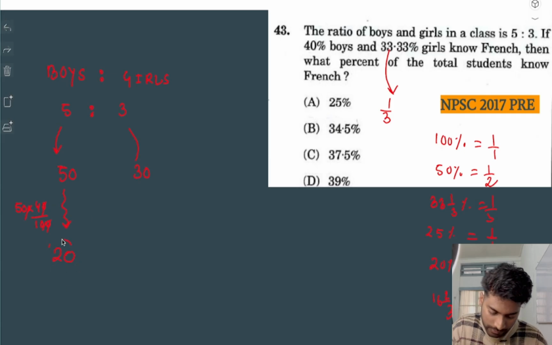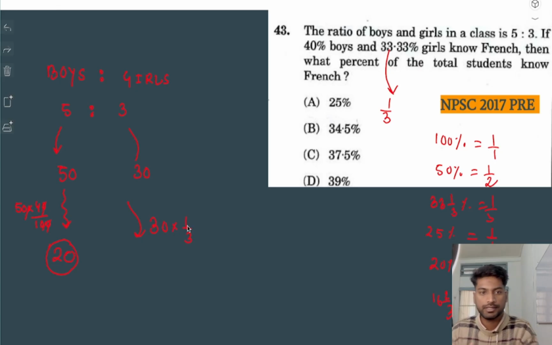Okay. Next, we have 30 girls, and from those 30 girls, 1 by 3. Why are we writing 1 by 3? Because 33.33% means 1 by 3. So 10 girls know French. Did you understand?